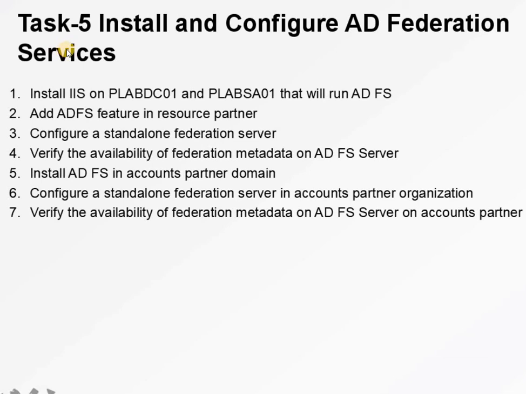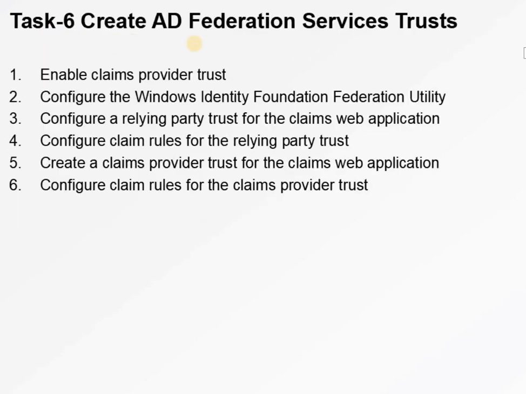So we will now see task 6. Task 6, create AD Federation Service trust. Here we will see the first task, enable claims provider trust. So before that, I will give you a small brief explanation.